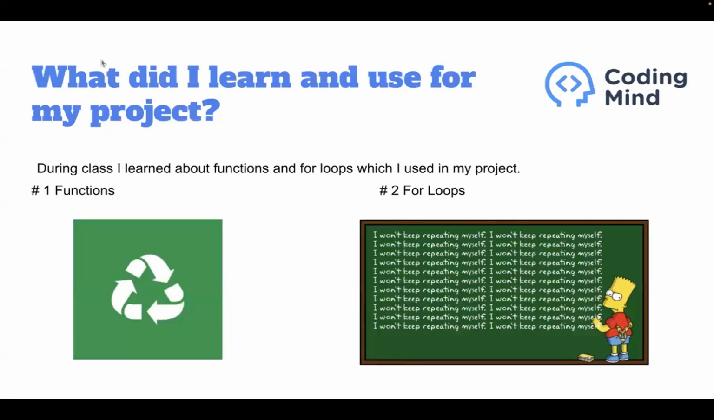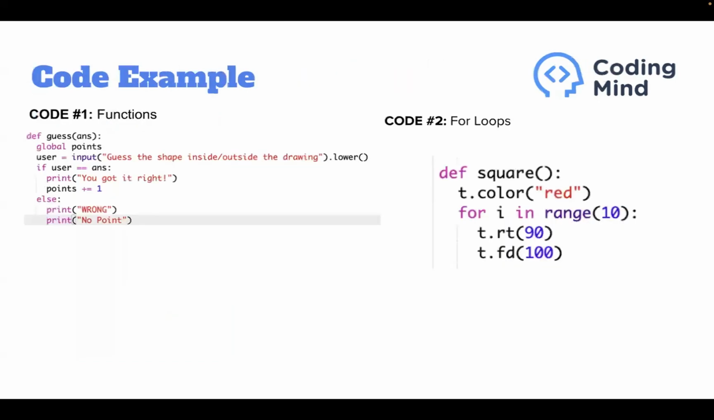What did I learn and use for my project? During class, I learned about functions and for loops, which I use in my project. Functions help you reuse and organize the code. For loops help repeat code.